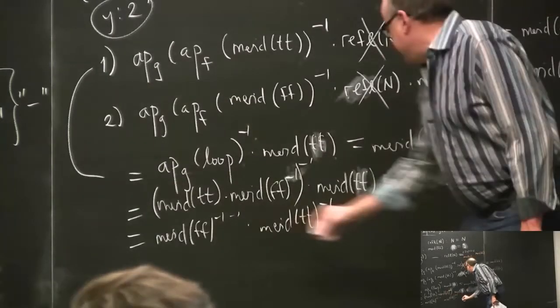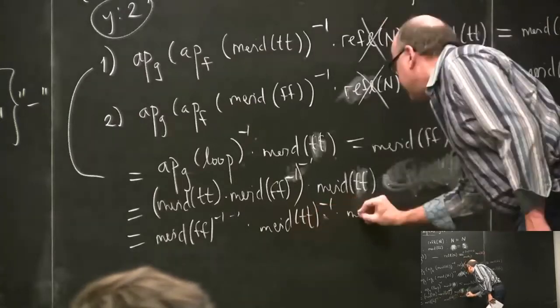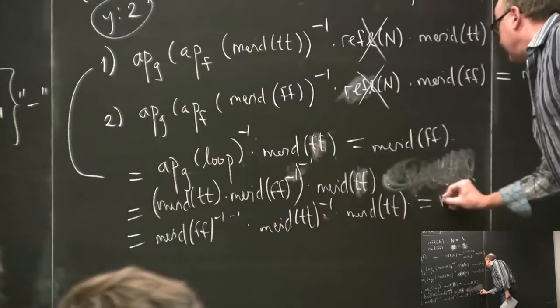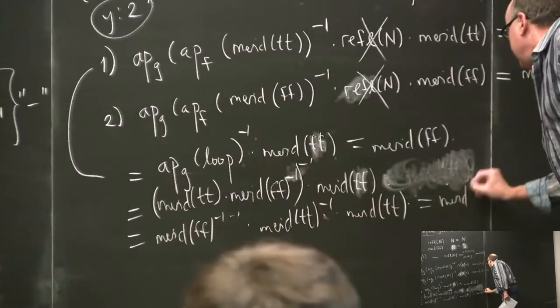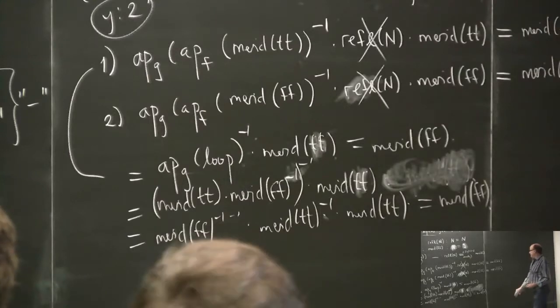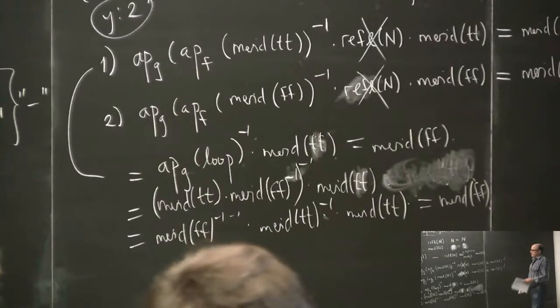So we do this, and now this is times meridian of true. And now the thing that I wanted comes out, those cancel, and then I get meridian of false, right? Okay, so that works like that. And then step 2 is the same, so that's done. Basically it's the same.